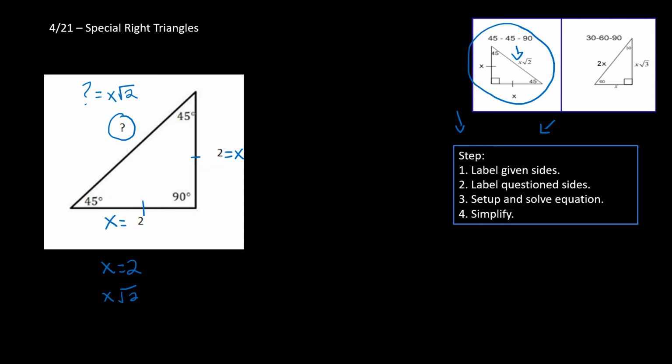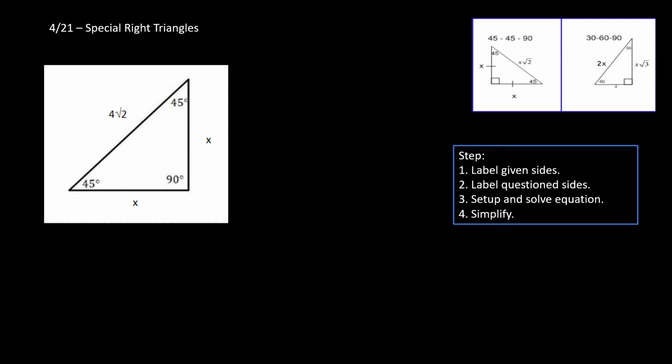Step 3 says to set it up, which we have. And we're going to go ahead and plug in what we know, which is 2, because of this guy here, square root of 2. So our hypotenuse value is 2 square root 2. Okay, so we labeled the sides, we labeled the question sides, we did the setup and solved, and there was no simplification as we can't clean up the square root of 2 value, so we're good to go.